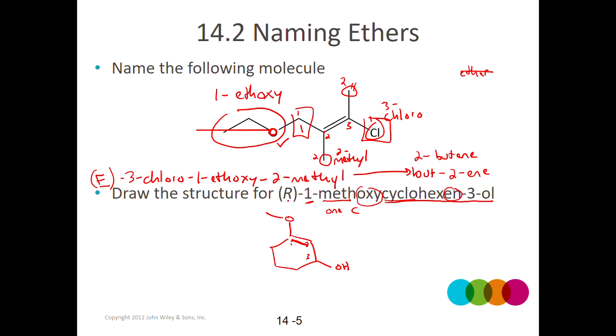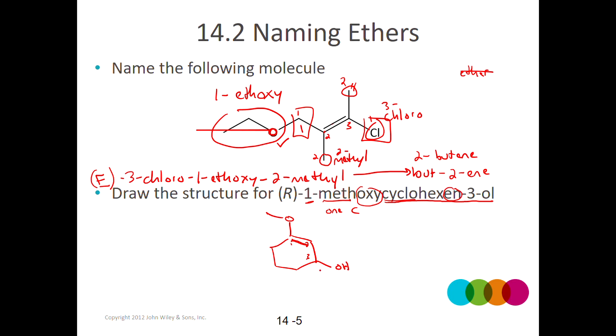And then my name tells me that there's an R configuration. So if I only have one R or S in the name, I probably, or should at least, only have one chiral center, and so that's this center here. So I need a solid or dashed wedge here to correctly indicate the configuration at that center.